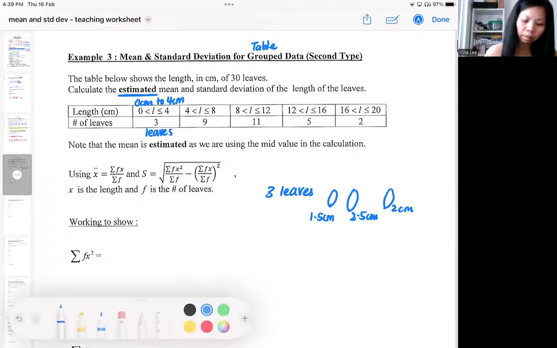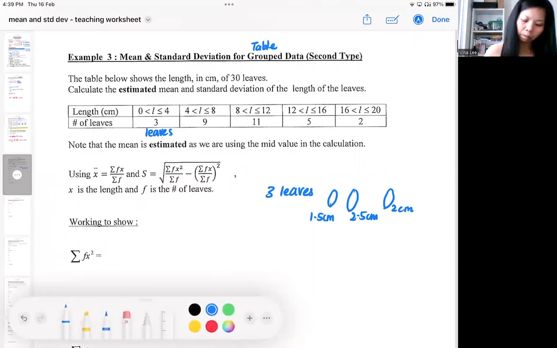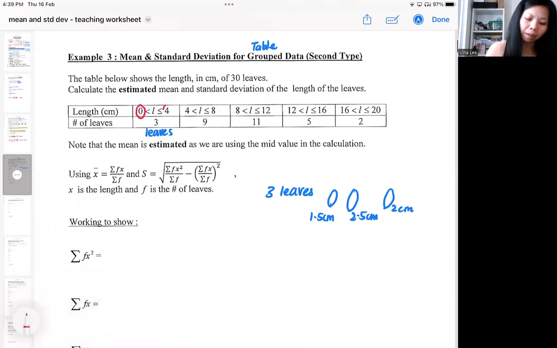I do not know the actual one, so we are going to use the mid value to estimate. So 0 plus 4 divided by 2. I'm going to estimate it to be 2 centimeters each.